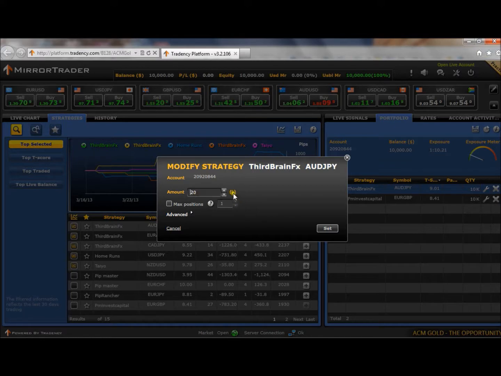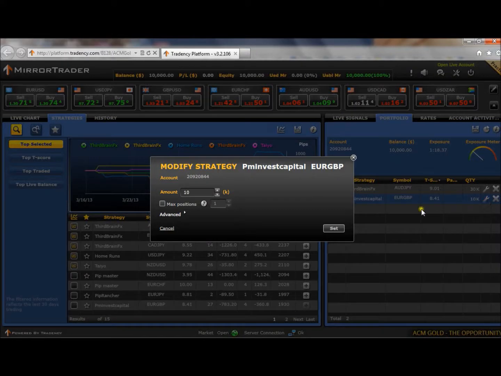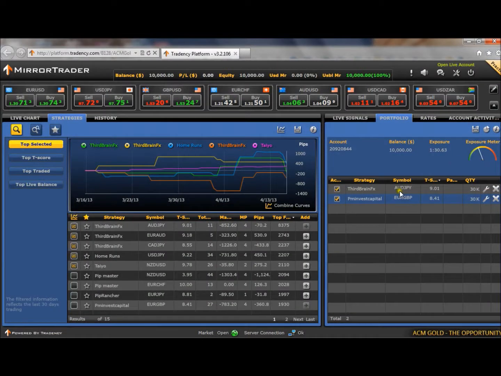Okay, so let's increase this one to 30 and say set. You'll see that's moved up quite a lot already. Let's also increase this one. So even if you have 3 or 4 traders, you just play with it until it's at a place where you are comfortable. So let's say 30 as well and set. Alright, so this is where I'm pretty much comfortable. So I've got one long-term trader, one short-term trader.